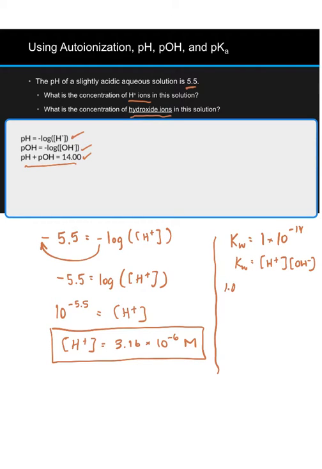This means that 1 times 10 to the minus 14 is equal to 3.16 times 10 to the minus 6, concentration of H plus, multiplied by the concentration of hydroxide ions. To solve for the concentration of hydroxide ions, we'll divide Kw by concentration of H plus. In so doing, we come up with a concentration of OH minus that is exceedingly small. We get 3.2 times 10 to the minus 9 molar.